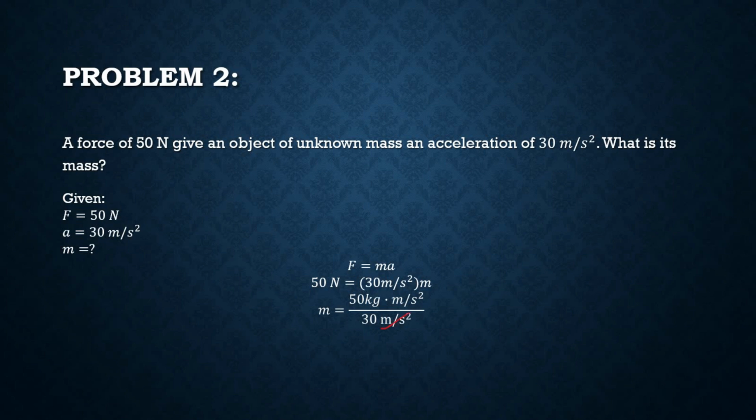So we can cancel this out because these two are monomials. So mass is equal to 1.67 kg or 2 kg because our significant figure in the question is only 1. Okay.